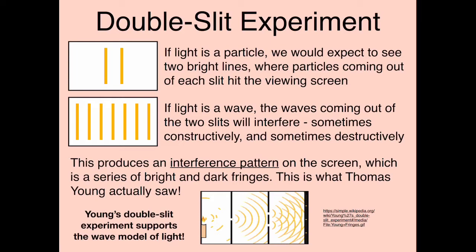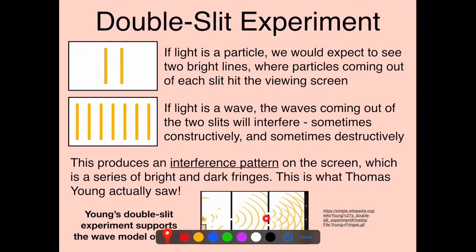On the other hand, if we think of light as a wave, the prediction is much different. This is what we'd expect to see on the viewing screen in that case. Not just two bright bands, but a whole series of bright and dark bands on the viewing screen. And the reason for that is effectively we have a different wave coming out of each slit.